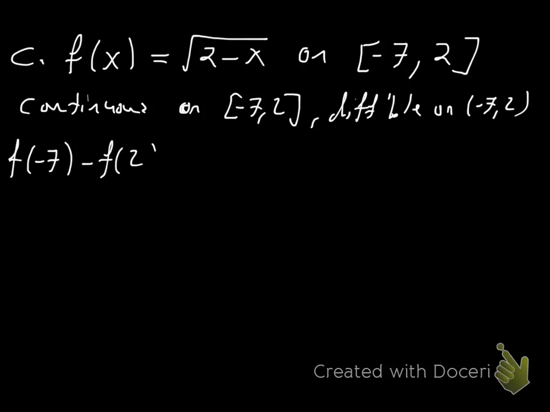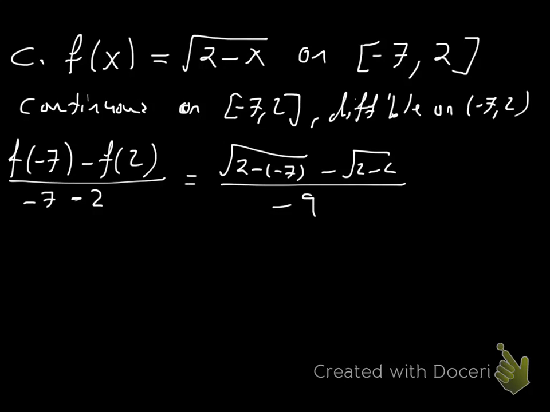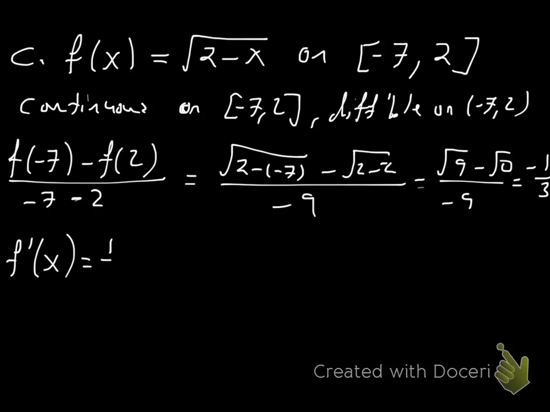And now we need to find the slope of the secant line. So we're going to go ahead and do that. And we're going to get -1/3 as the slope of our secant line.